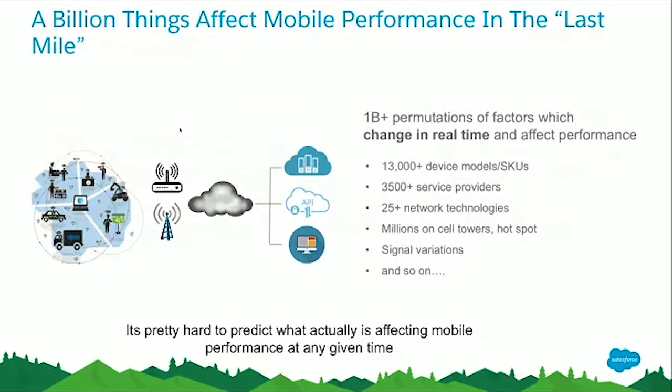We have many device models, many service providers, network technologies, cell towers, hotspots, signal variations, and all of that. So it's a combinatorial problem to know how to optimize what, and a lot of these things change with time, such as signal variations and network quality. So we have many permutations of factors which can change with time and which affect performance in real time. It's pretty hard to predict what is really affecting performance at a given time, and also to figure out how to devise strategies which adapt with time and which help maximize your mobile performance on the network.